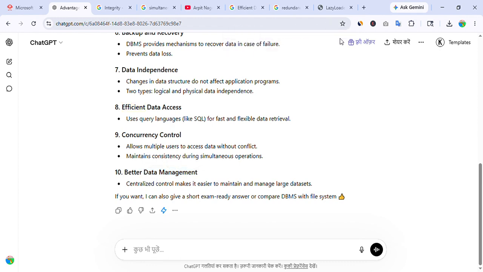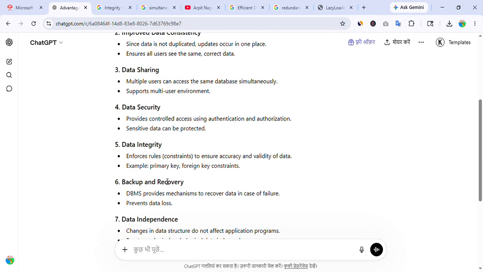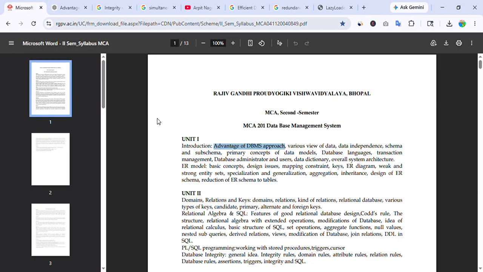Okay, so we have accomplished our first topic, and believe me, besides these 10 topics, possibly nothing else will be asked in DBMS. So this one topic is accomplished.